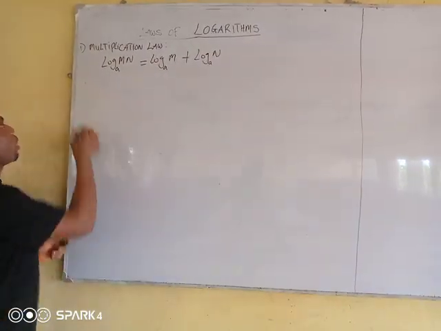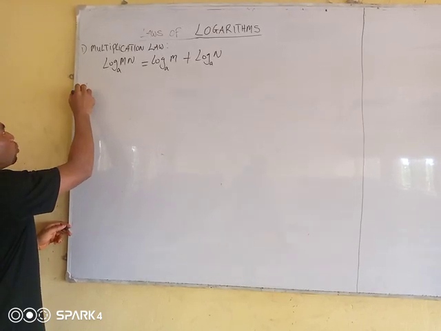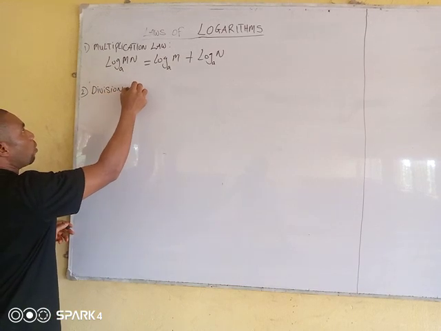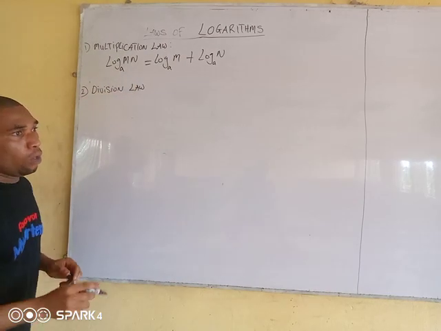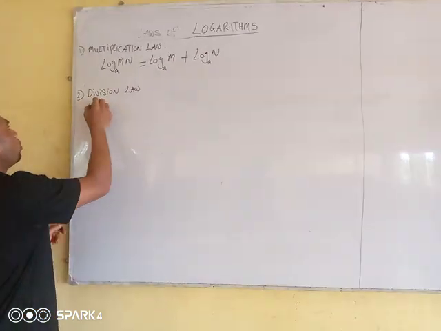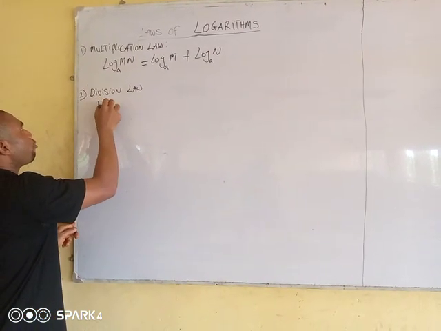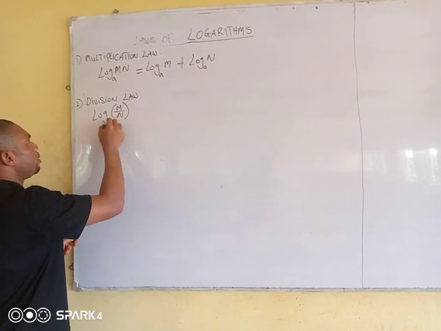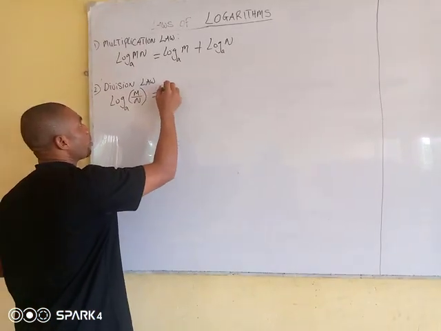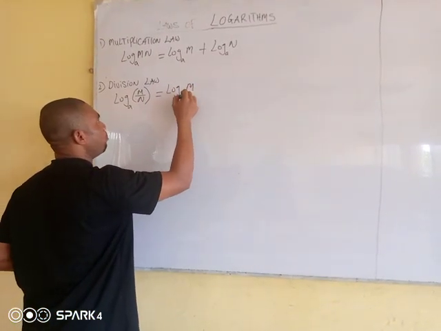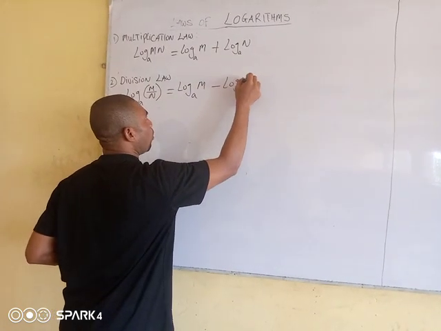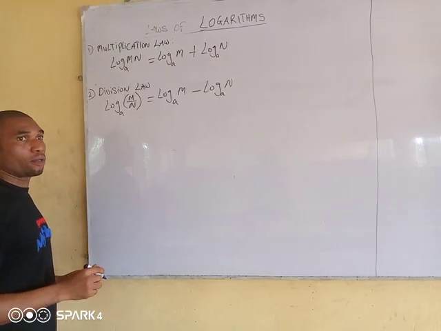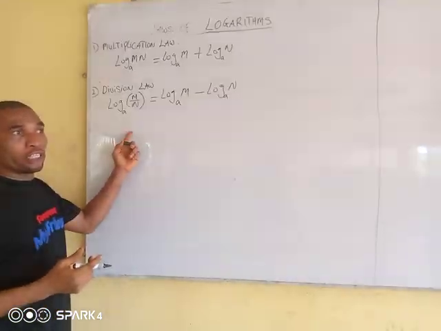Now, the next law is what I call the division law or the quotient law. Now, look at what the division law is simply saying. The division law simply says that if we should have log of m divided by n base a, the result is the log of m base a minus the log of n base a. That is what this division law is simply stating here.